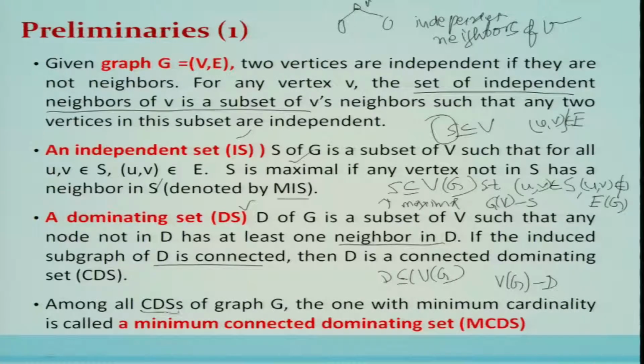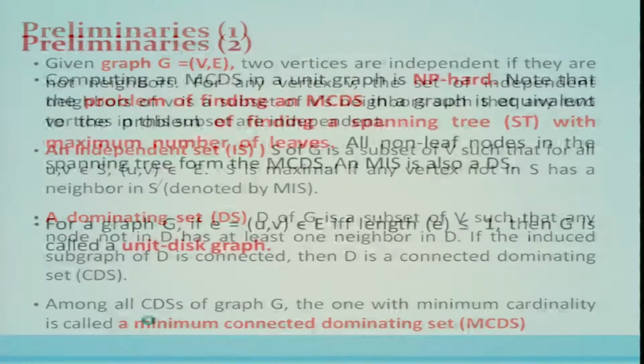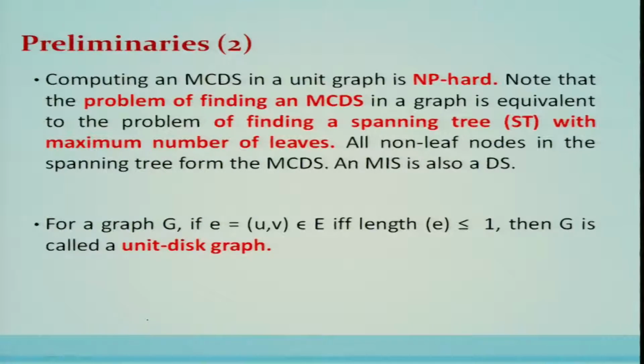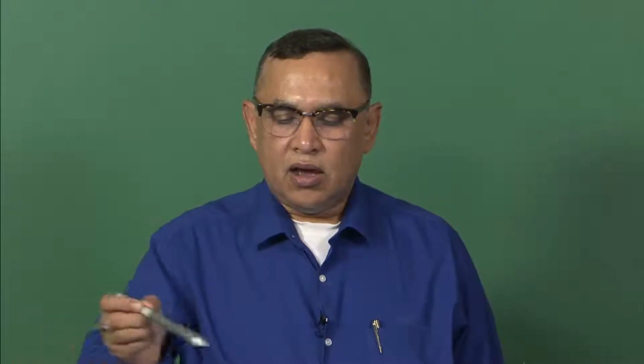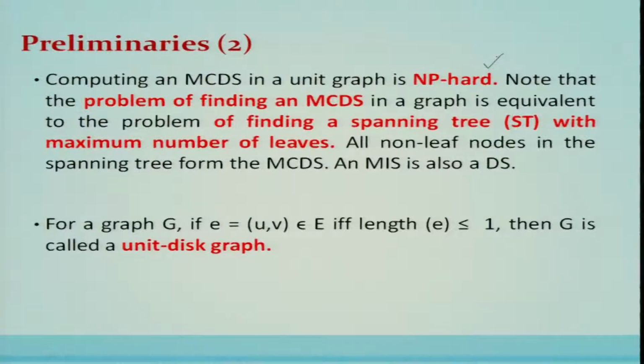Now among all connected dominating sets in the graph, the one with minimum cardinality is called the minimum connected dominating set, or MCDS. So this is the definition of a minimum connected dominating set. Computing an MCDS in a unit disk graph is an NP-hard problem. That is, the construction of MCDS in a unit disk graph is NP-hard.